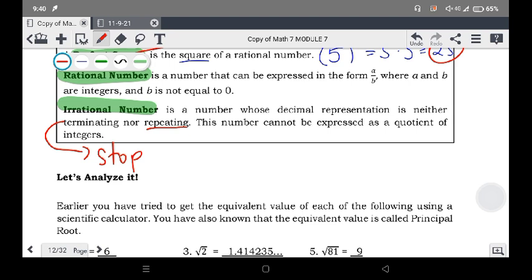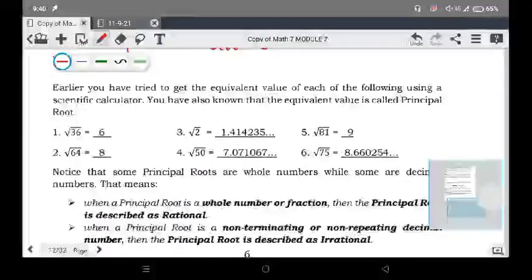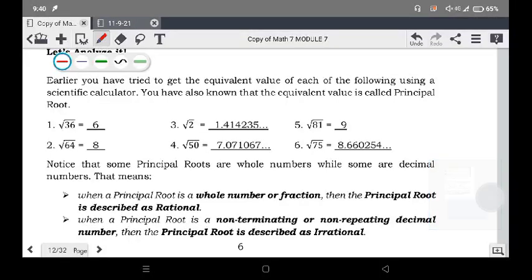Maghamba ka nga repeating, galiwat-liwat. Okay. So, hindi siya nag-stop, kag wala siya naga-liwat-liwat. Okay. So, earlier you have tried to get the equivalent value sa hanggang sa activity natin. Of course, we got the correct answer, which is 6. That's 8.